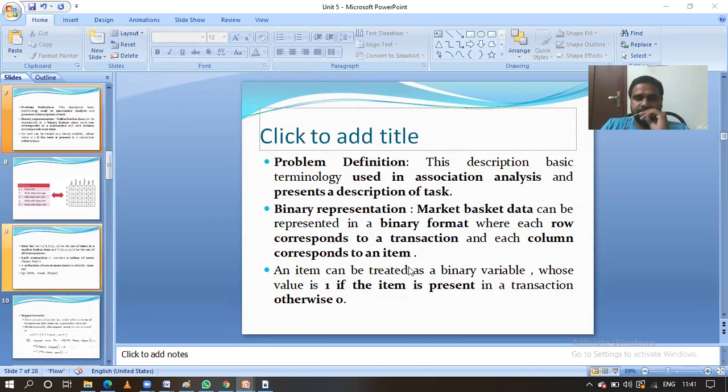Here one represents the item is purchased. Zero represents that the item is not purchased. One means the item is purchased, that is, the item is present. Zero means the item is not purchased. Let us see the diagram for that.